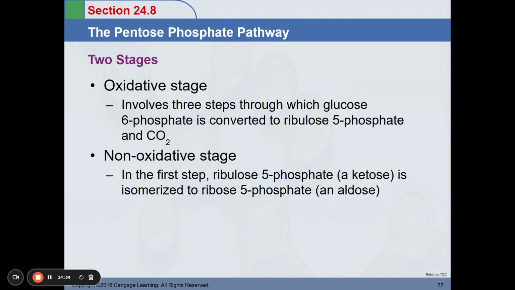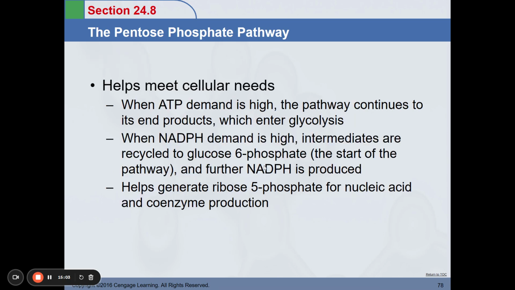So there are two stages of our pentose phosphate pathway, which are the oxidative and of course the non-oxidative stage. The oxidative stage involves three steps through which glucose 6-phosphate is converted to ribulose 5-phosphate and carbon dioxide. In the first step of the non-oxidative stage, ribulose 5-phosphate, which is a ketose, is isomerized to ribose 5-phosphate, which is an aldose.